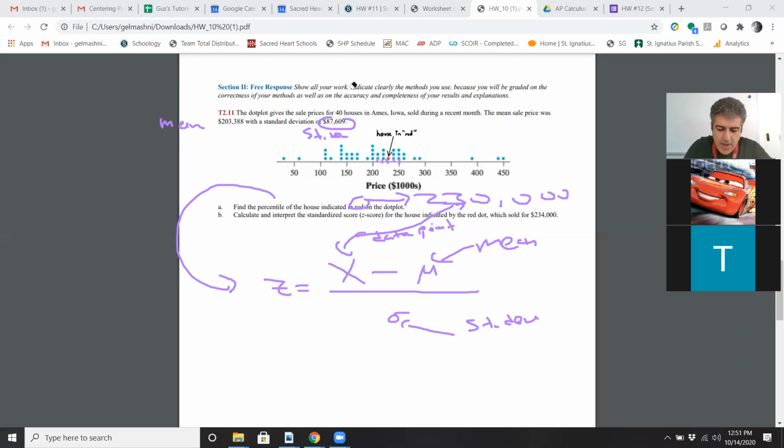So again, we're doing 230,000 minus 203,388 divided by 7,600. Does someone have a z-score they'd like to share? Or put it in the chat too. Remember, chat's private, so if you're afraid of getting it wrong, don't worry, I won't call you out. That z-score is not quite correct, so be careful there. Remember, the z-score should be a pretty low number, less than 1 here. If you got something less than 1, that means you did it right.